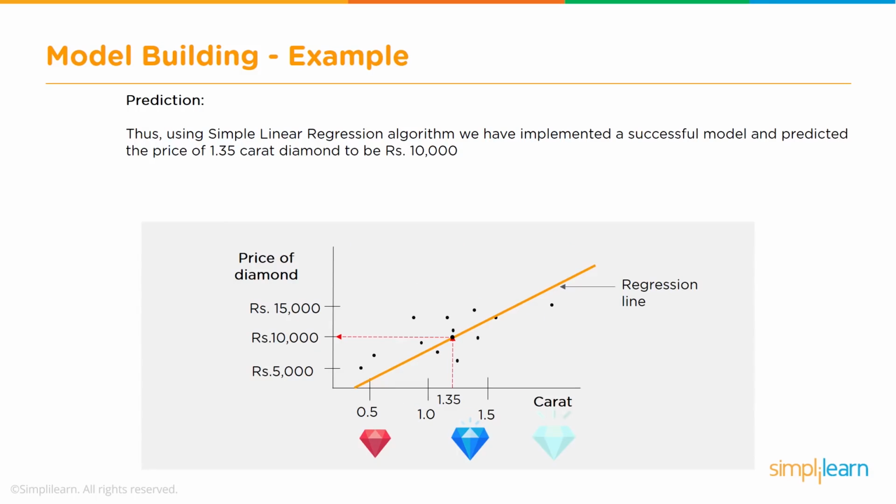Once the training and test are completed, this model is deployed, and we can use this particular model to determine the price of a 1.35 carat diamond. Remember, that was our problem statement. So now that we have the best fit for this given data, we have the price of a 1.35 carat diamond, which is 10,000.